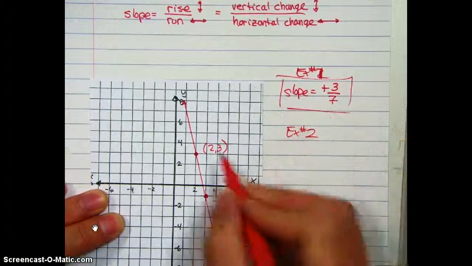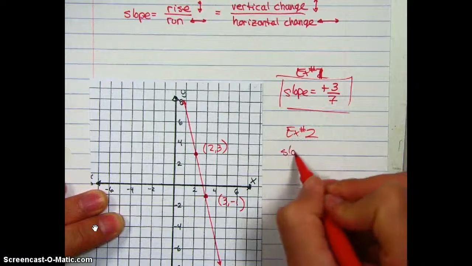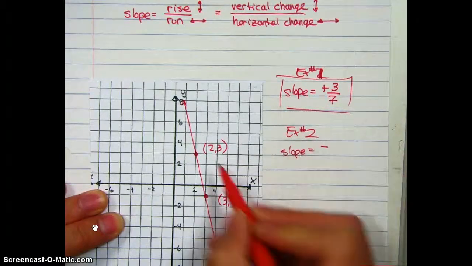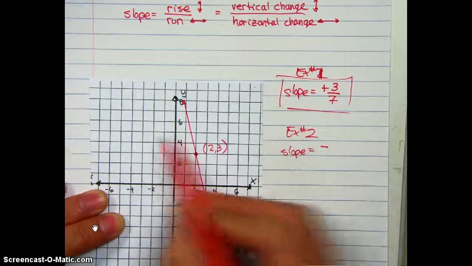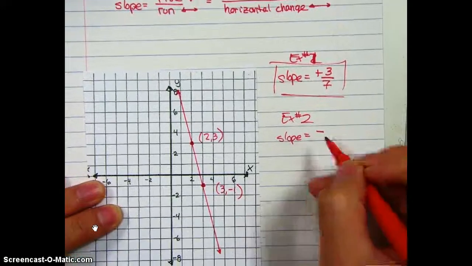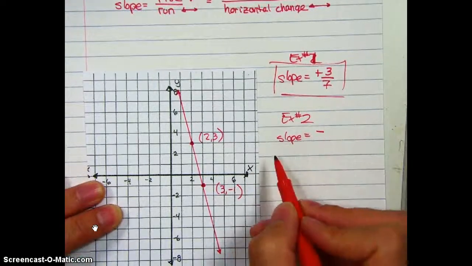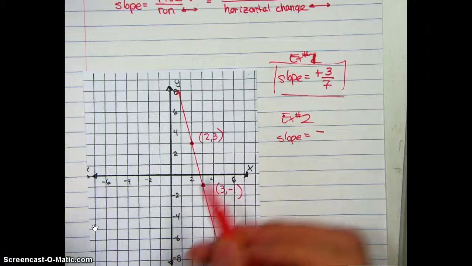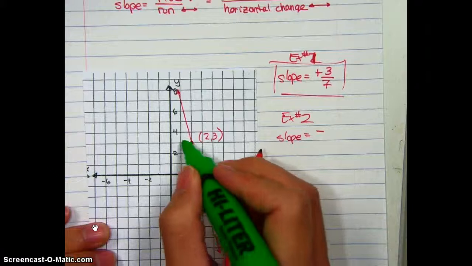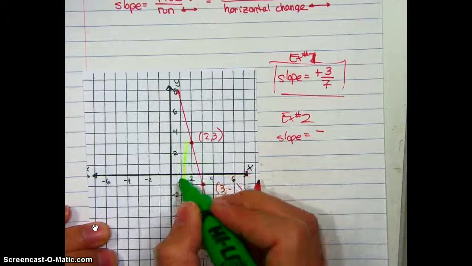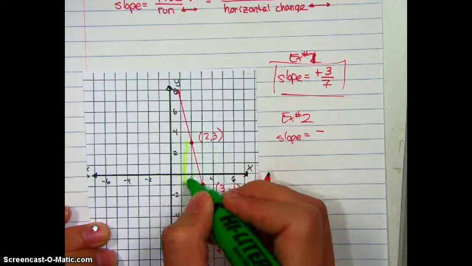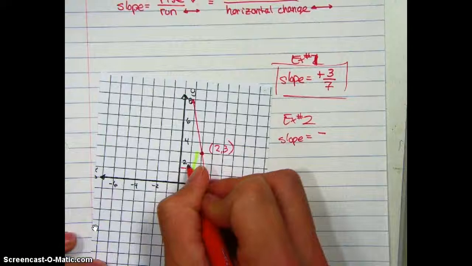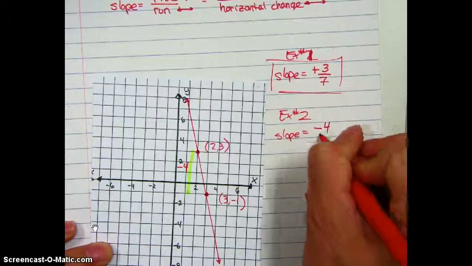Let's take a look. Automatically I know that my slope is going to be negative. How do I know that? It's moving downhill. Remember, you look left to right, so it's moving downhill. So now I ask myself, how far vertically did it change? Well, it went from here all the way down to this level. So it went 1, 2, 3, 4. It went down 4, so negative 4.